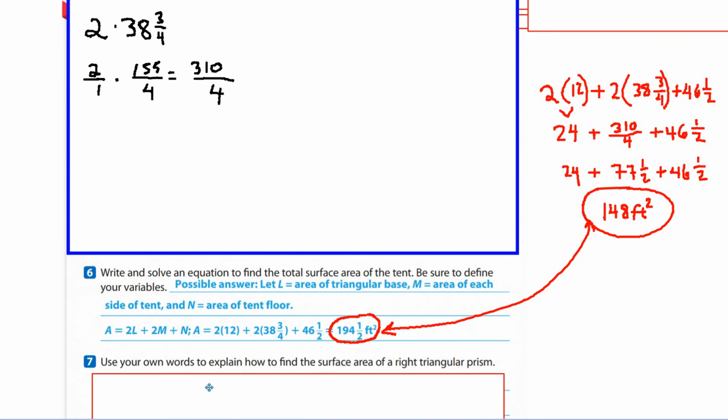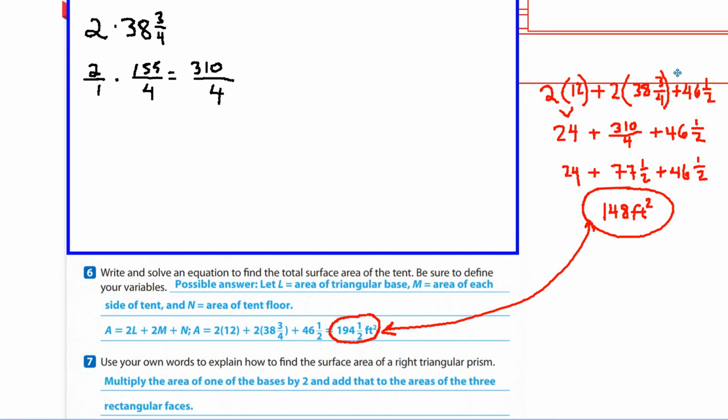Now let's look at question 7. Use your own words to explain how to find the surface area of a right triangular prism. Well, multiply the area of one of the bases by 2 and add that to the areas of the 3 rectangular faces, which we did. And it looks like they did it wrong. I'm going to double check that again, but I think they messed up, which happens. So please let me know.